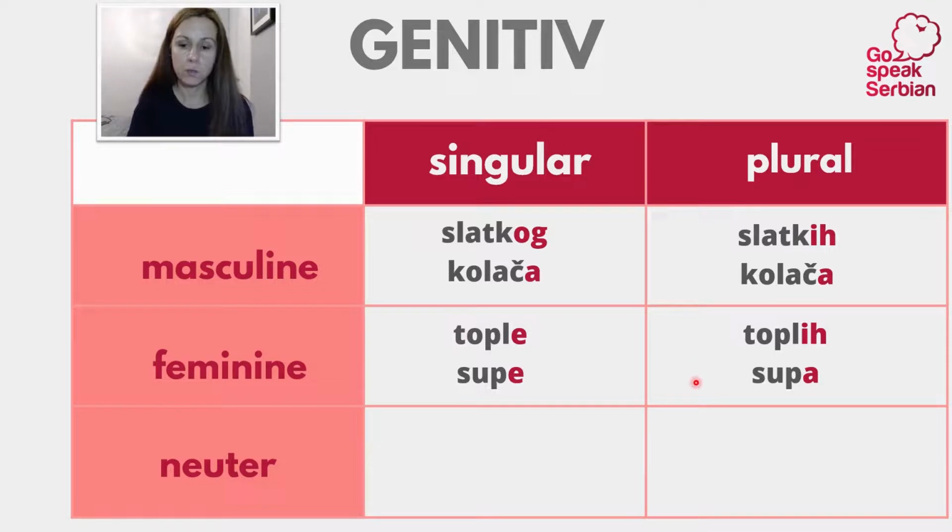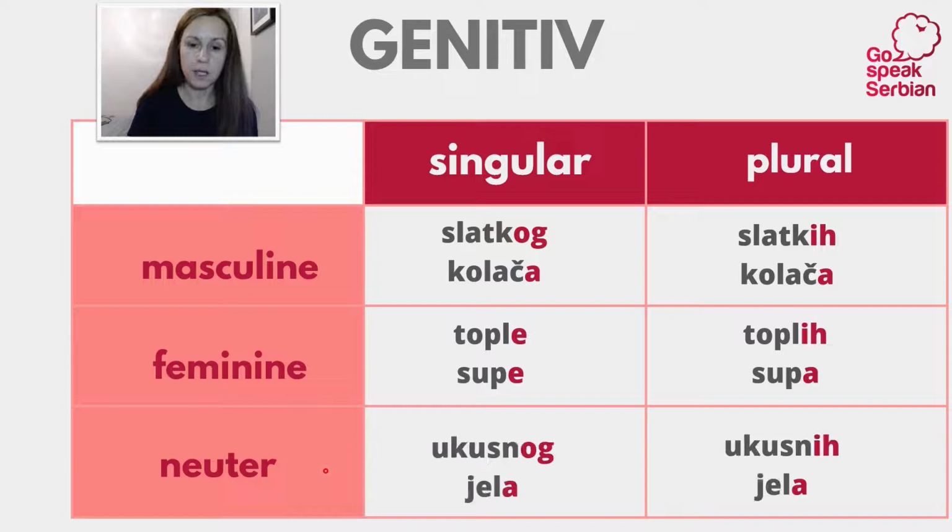Toplih supa, the ending for adjectives is ih, the ending for nouns is a, same as in plural for masculine nouns. So you can say pojela sam mnogo toplih supa. I ate a lot of warm soups. Pojela sam mnogo toplih supa.